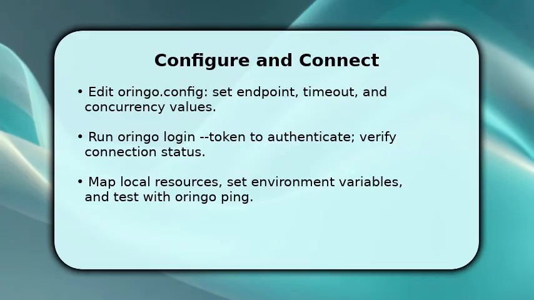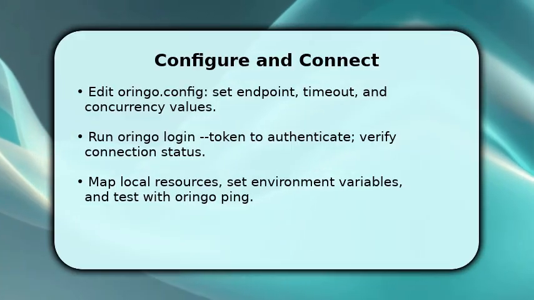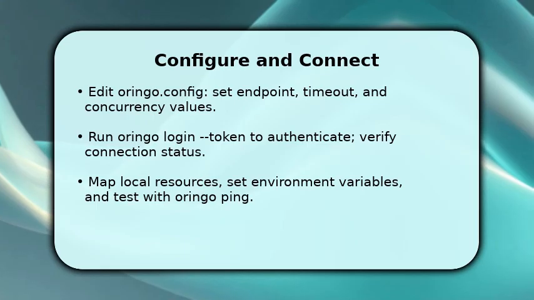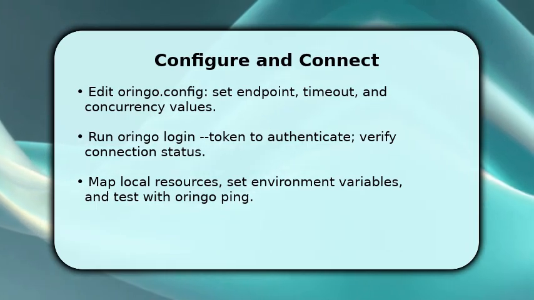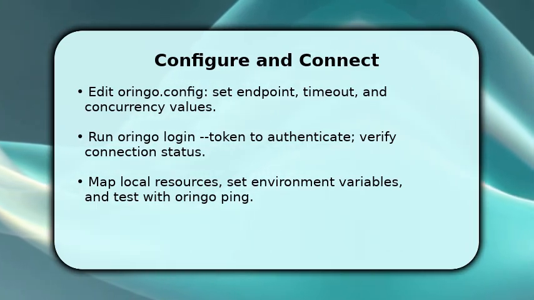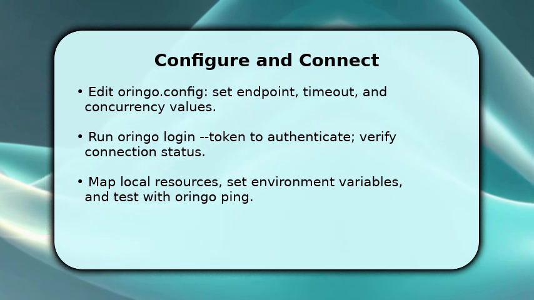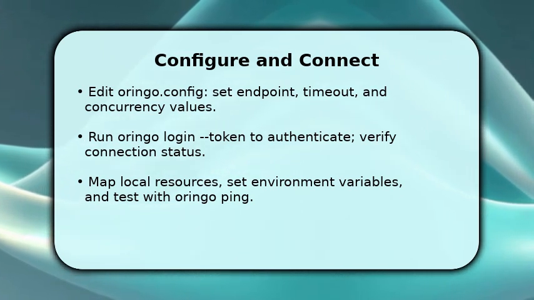After authentication, map any local resources or paths required, export environment variables if needed, and run Oringo ping to test a real request. Make sure to monitor logs for errors while you refine settings.